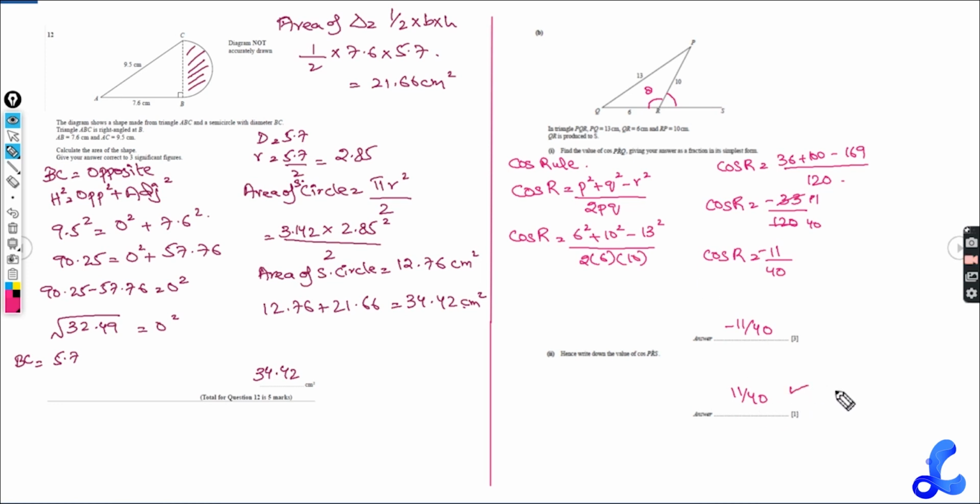If you did not get this part, then don't worry about it. It does not come in trigonometry per se right now. It's more of an advanced kind of a question, but we will be doing that in our later videos.